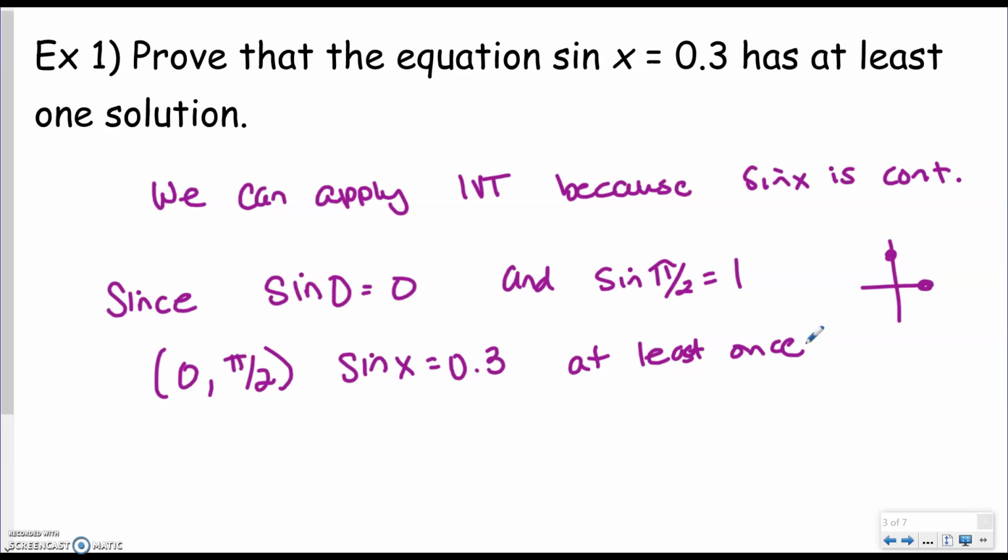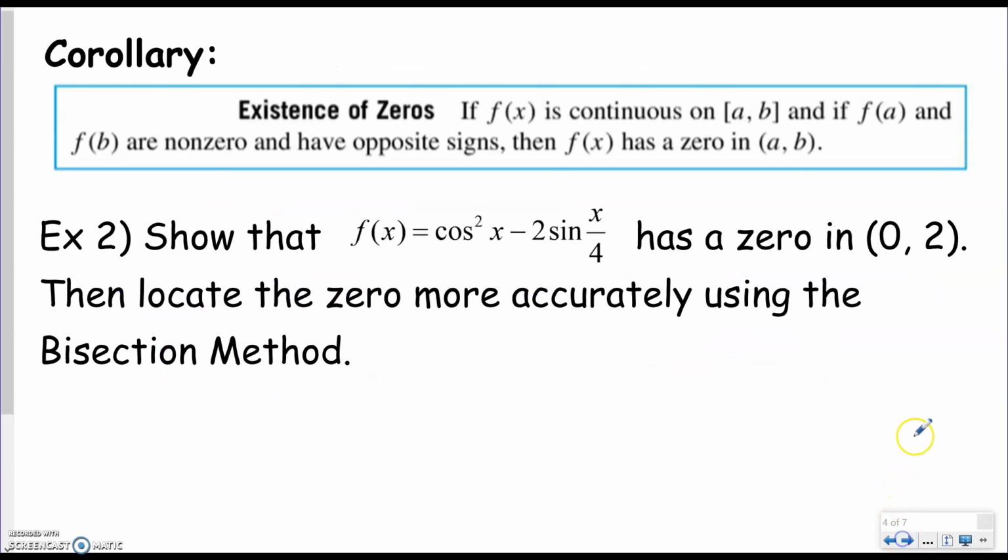There's a corollary that talks about the existence of zeros. So if the function is continuous on a to b and f of a and f of b are non-zero and have opposite signs, so one's positive, one's negative, then we have to have a zero on that interval. We're going to use something called the bisection method to do this. And you're going to use the graphing calculator, so I'm going to go ahead and pause and pull that up so it's ready without wasting time.